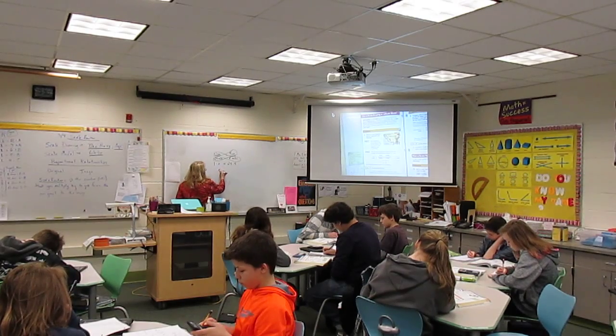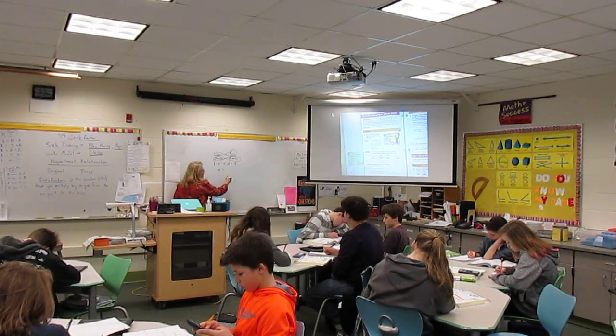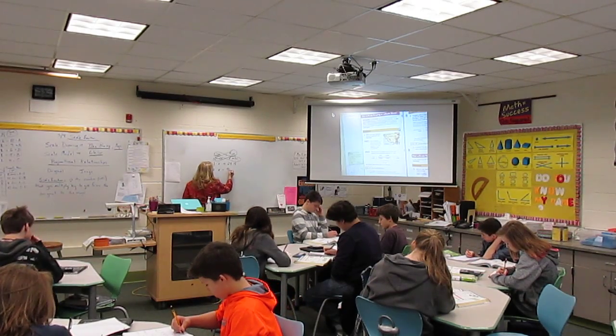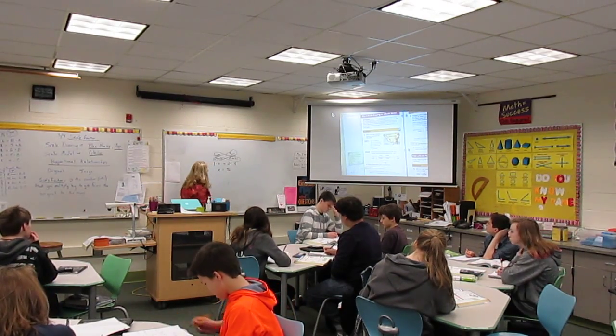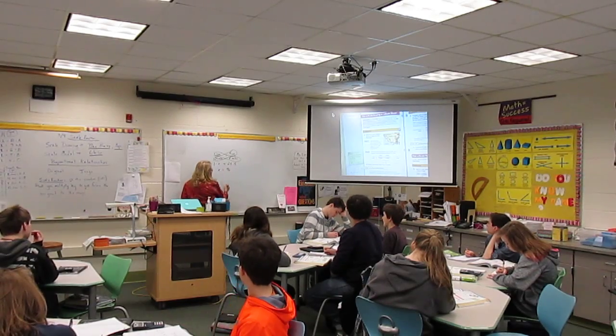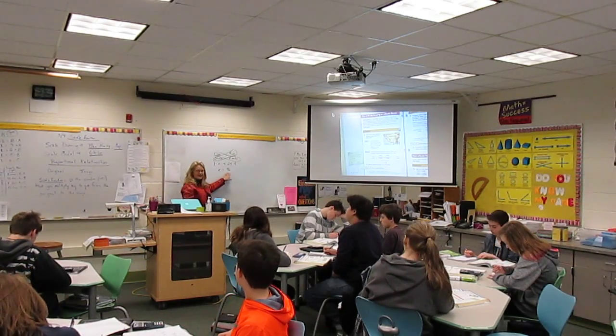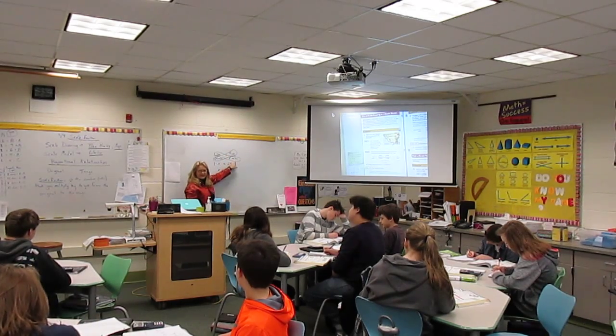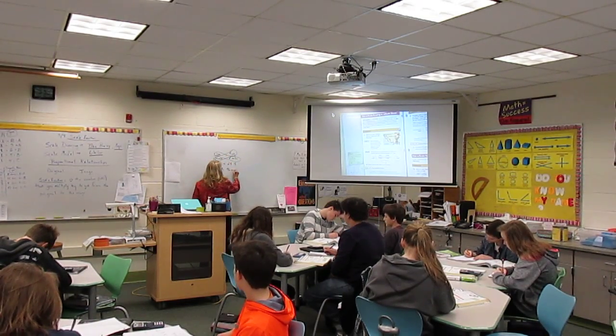1 times X is X. 24 times 4 is going to be 96. So we find out that the actual distance is 96, but we need a label. We look back in our original proportion. What was our label for X? Miles. Good.